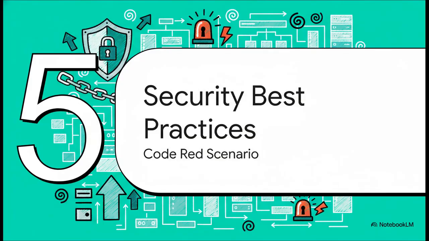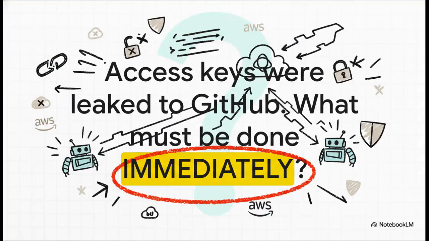Okay, time to shift gears. We're moving into a high-pressure situation. You are the architect on call, and you just got an alert. There's been a security breach. This is your code red scenario. And this happens, believe me, it happens. A developer accidentally pushed AWS access keys to a public GitHub repo. You have to assume that automated bots have already found them. The clock is ticking. What is the absolute number one first thing you do right now?